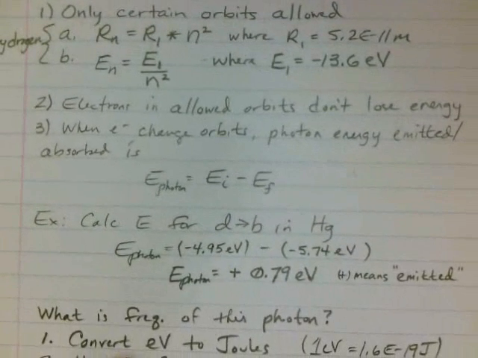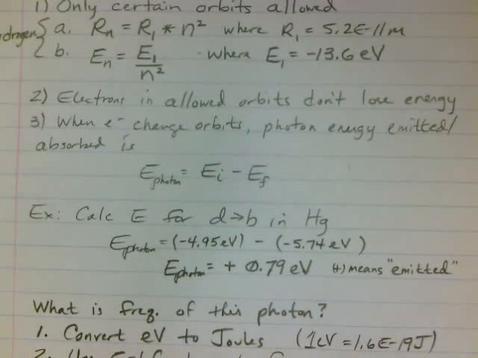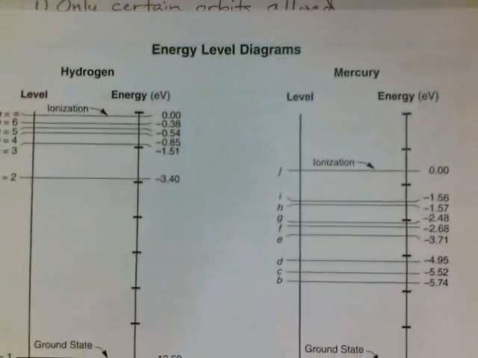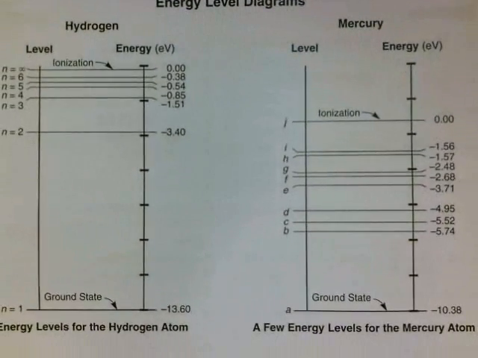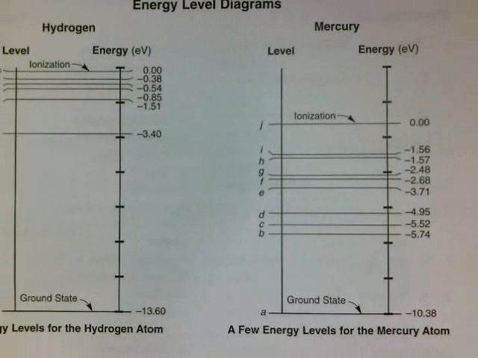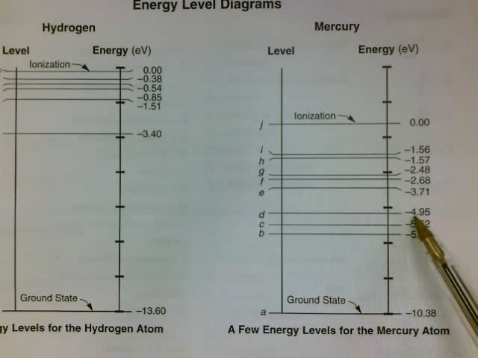We're going to calculate the energy for a D to B transition in mercury. In order to do that, you've got to get your reference table, and we've got some energy level diagrams for hydrogen and for mercury. We're looking for the D and the B level in mercury. So the D level is negative 4.95 electron volts, the B level negative 5.74 electron volts.